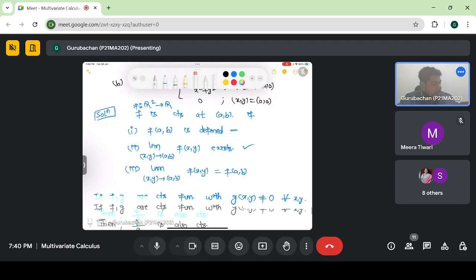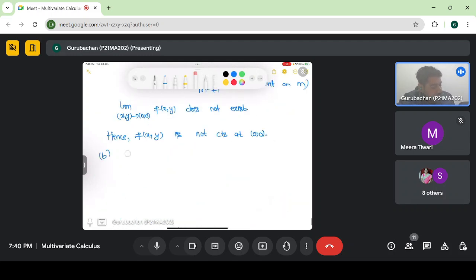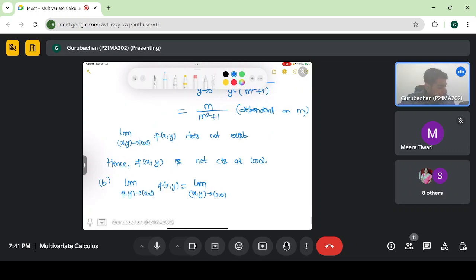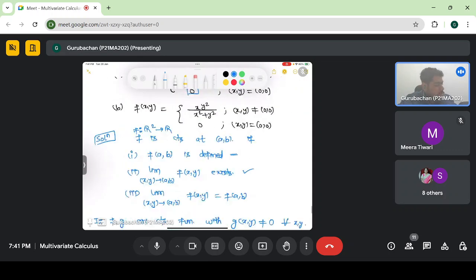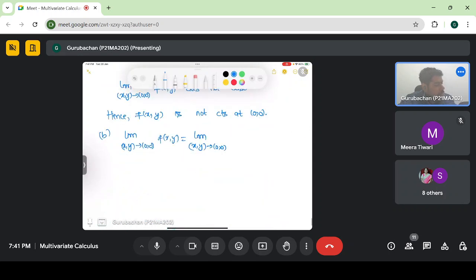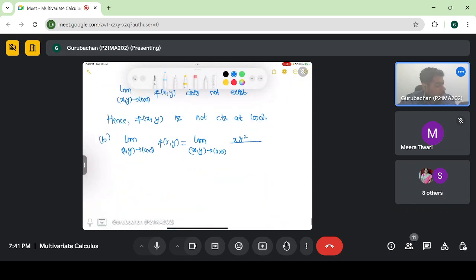So now let us check the existence of the limit (x, y) tending to (0, 0) of f(x, y). What is the function? x y square divided by x square plus y square.